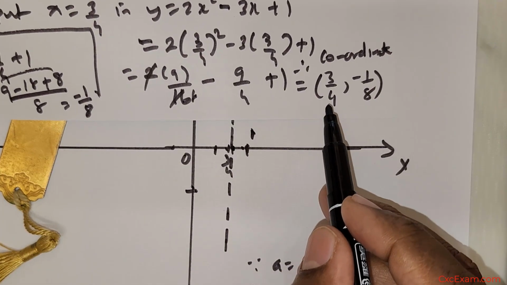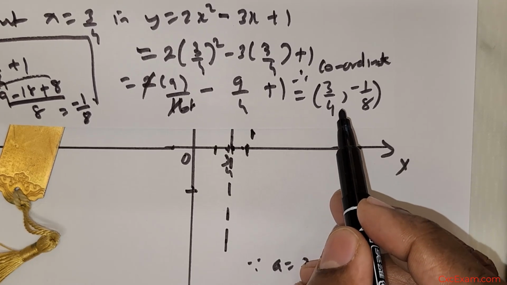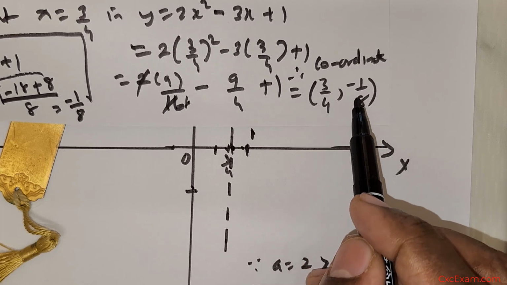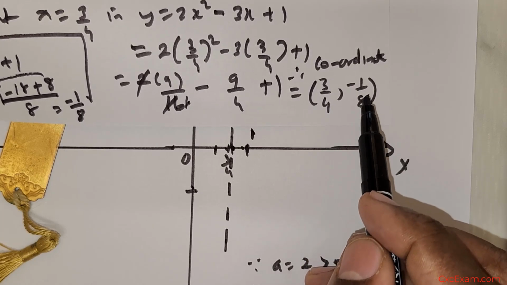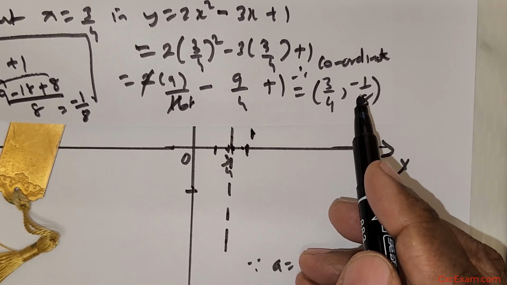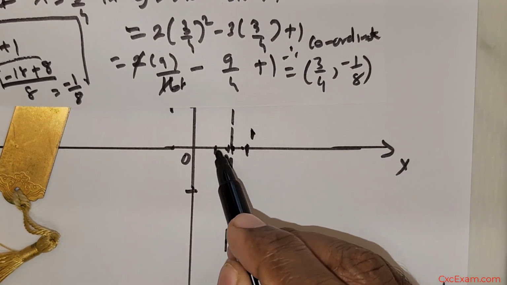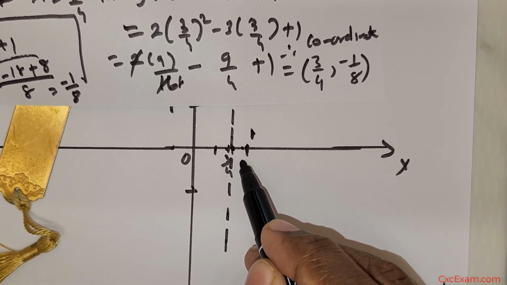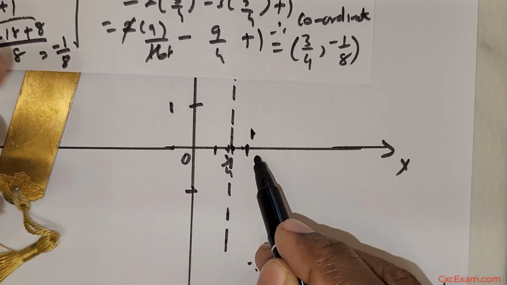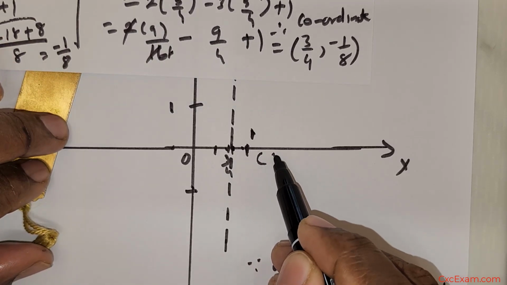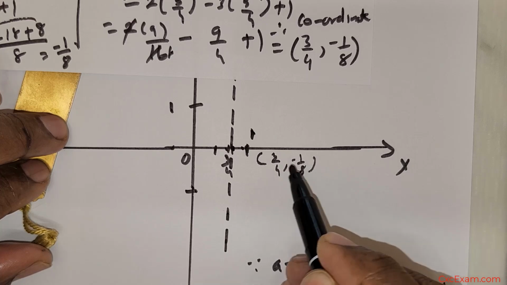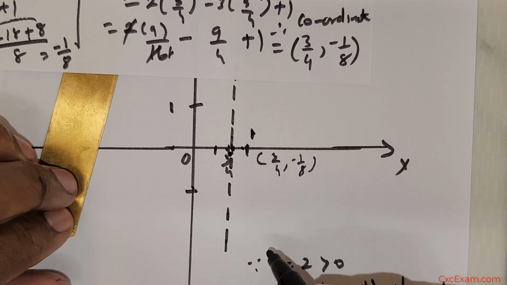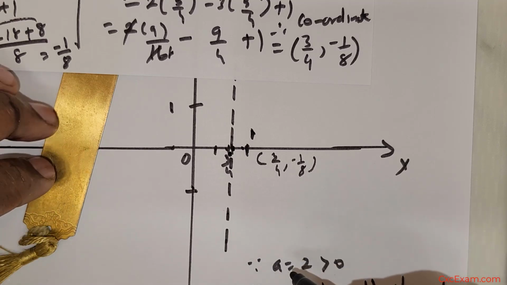Now we have found this 3 over 4, it has a coordinate -1 over 8. So 3 over 4 comma -1 over 8. So this is going to be our minimum value, and this is very close to the x-axis. So you can simply state that as -1 over 8 here, right? So this coordinate is going to be 3 over 4 comma -1 over 8, and this will be the point here, very close to the x-axis. It's approximately 0.125 or so.